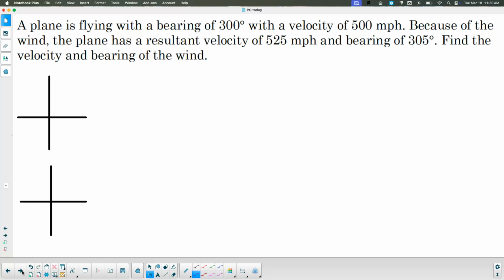A plane is flying with a bearing of 300 degrees with a velocity of 500 miles per hour. Because of the wind, the plane has a resultant vector of 525 miles per hour and a bearing of 305 degrees. Find the velocity and the bearing of the wind. Okay? Get it set up, and then I'll jump back in and I'll make sure that we're all on the right page, and then we can find velocity and bearing of the wind.